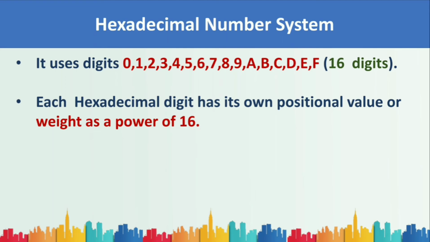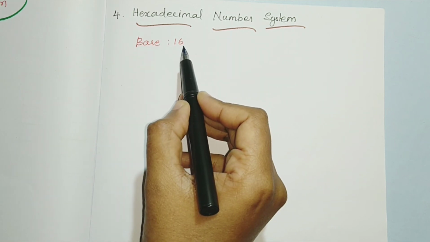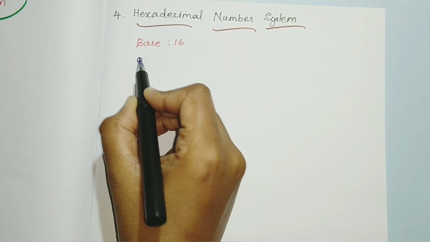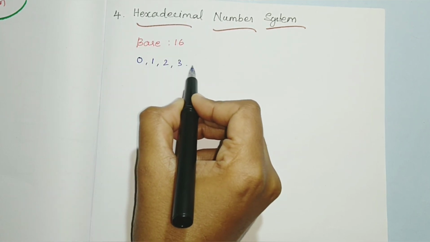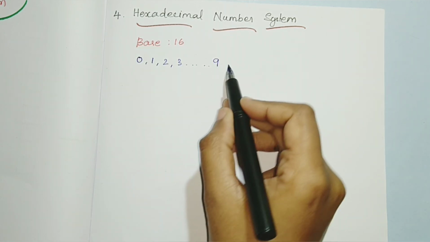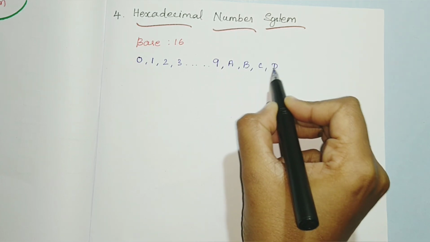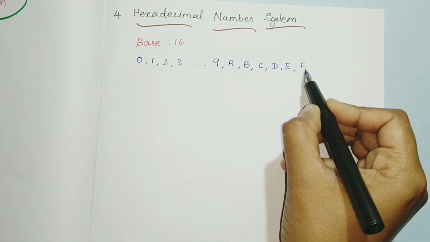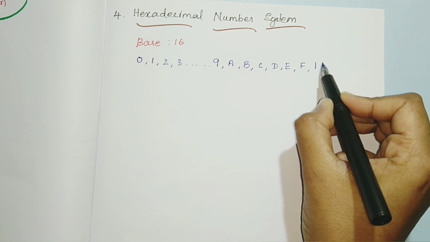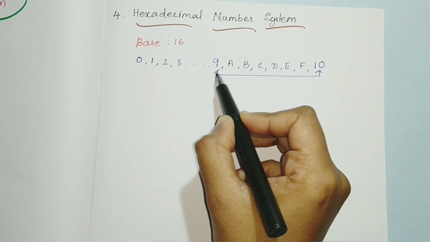So let's check with an example. In the hexadecimal number system, we know that the base is 16 because it has 16 numbers. Before getting into the example, let's see the sequence. The numbers are 0, 1, 2, 3 and up to 9, same as decimal numbers. After 9 we have A, then B, C, D, E and F. So what comes after F? Yes, it is 10. So between 9 and 10 we have 6 alphabets.